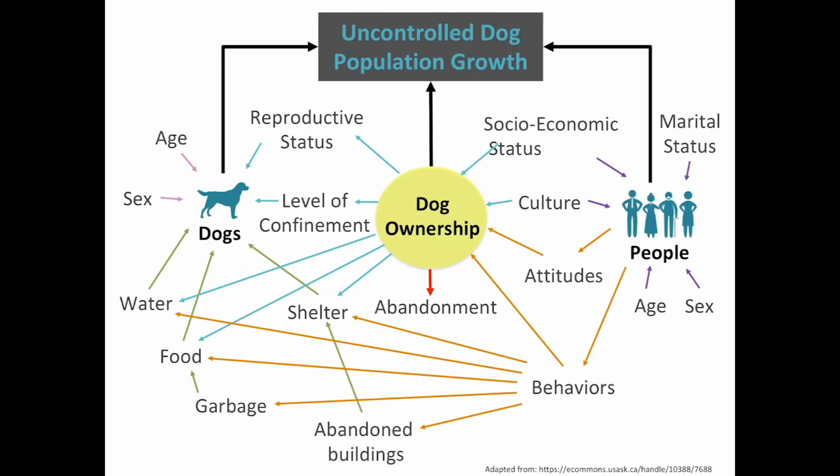However, this problem is very complex and difficult to solve. On one hand, we have dogs and their biology. On the other hand, we have humans and their behaviors and attitudes toward dogs. And then in between, we have this complicated relationship between these two species.